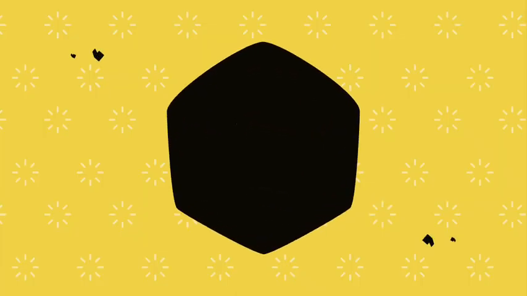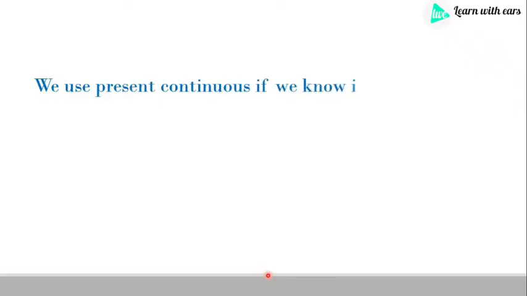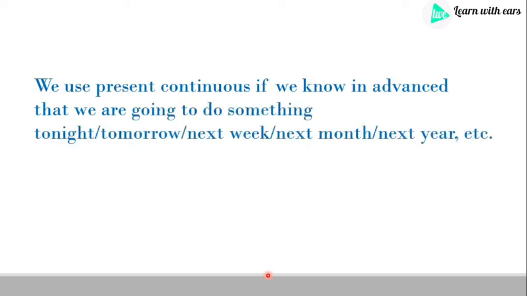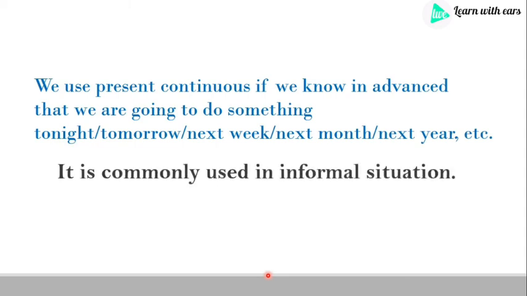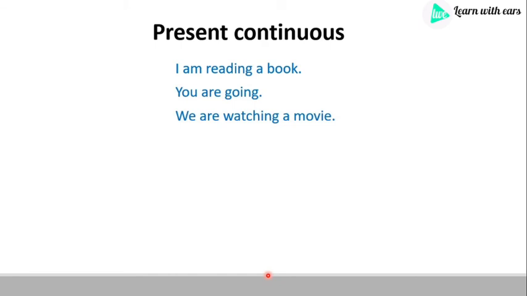Okay? Present continuous. Okay? So let's get started. We use present continuous if we know in advance that we are going to do something tonight, tomorrow, next week, next month, next year, etc. It is commonly used in informal situation. Now let's see some sentences of present continuous tense first. I am reading a book. You are going. We are watching a movie. These are some examples of present continuous tense.